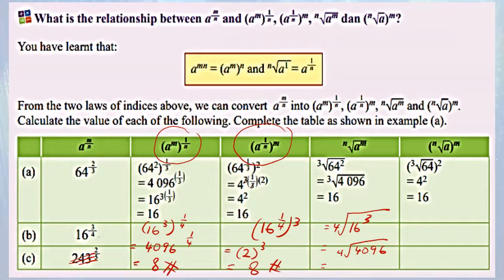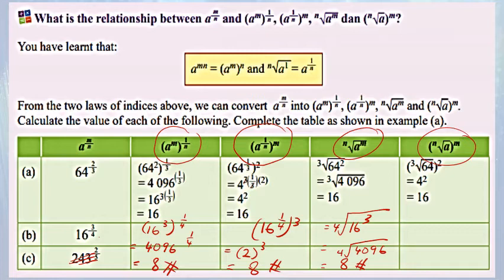I have to teach you how to use the calculator, right? You press 4 and then you press shift and then you press the power root symbol and then you put 4096. You can just look at the previous video on how to calculate using the calculator. So the answer is 8. You will get 8. So this is the third one.